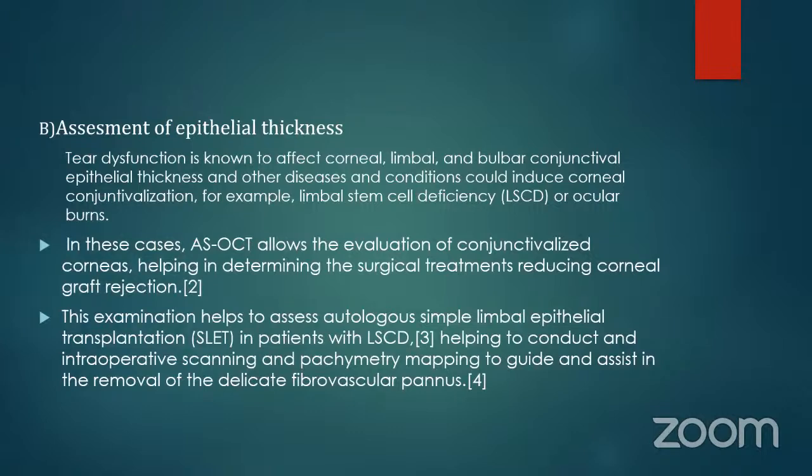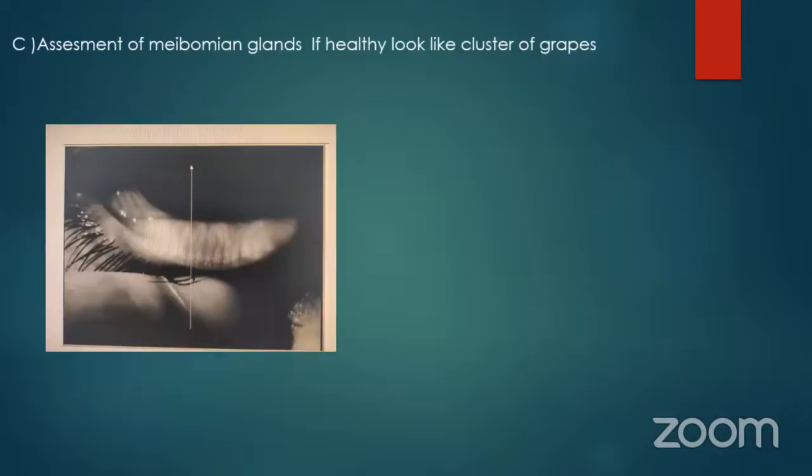So tear film dysfunction causes changes in corneal, limbal, and bulbar conjunctival epithelial thickness, and various other diseases induce corneal conjunctivalization, like limbal stem cell disease. So ASOCT helps in evaluation of conjunctivalized corneas. It helps in determining the surgical treatment, reducing the corneal graft rejection chances. Also, it helps to assess the autologous SLET patients with limbal stem cell deficiency. It helps to conduct intraoperative scanning and pachymetry mapping also to guide and assess the removal of delicate fibrovascular pannus, which is seen in these cases.